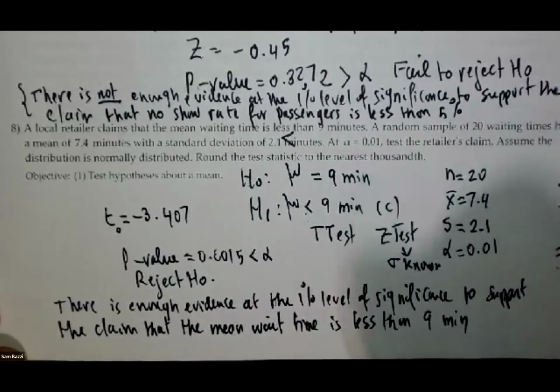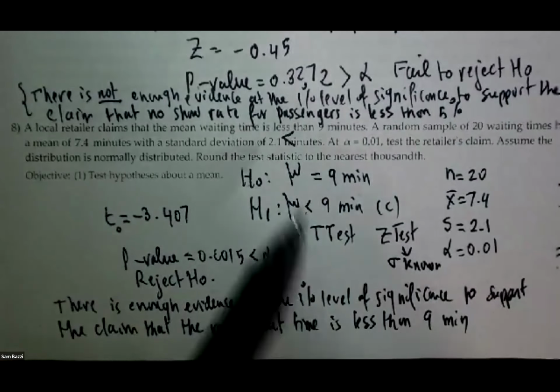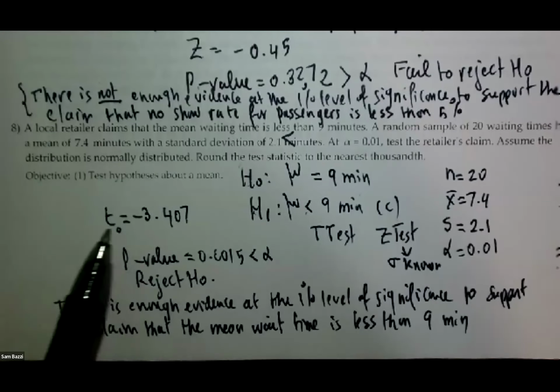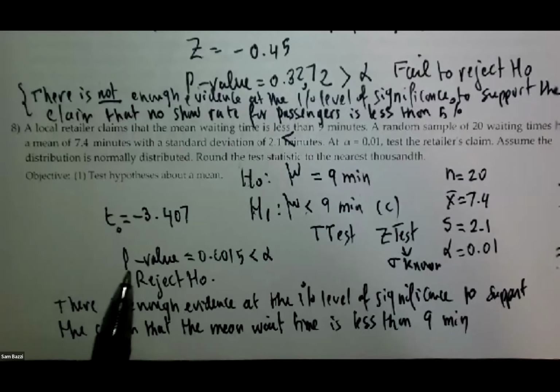This is a complete question with all the steps, guys. Step 1, state H0 and H1 and say where the claim is. Step 2, test the statistic. Step 3, p-value. Step 4, decide to reject or fail to reject H0. And step 5, write the conclusion in the context of the claim. All right, let's see.